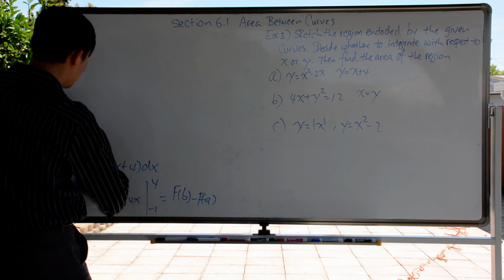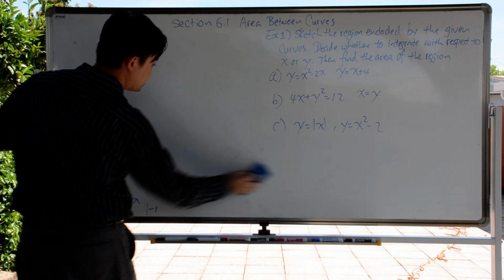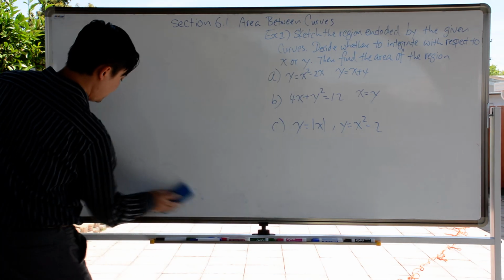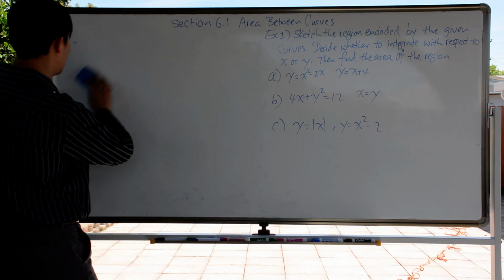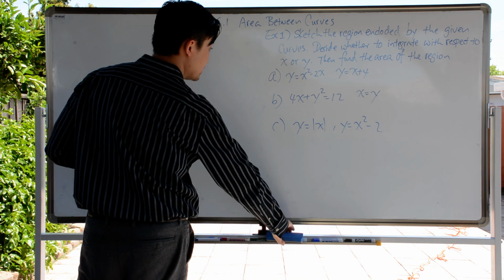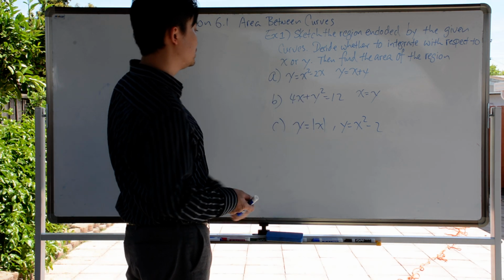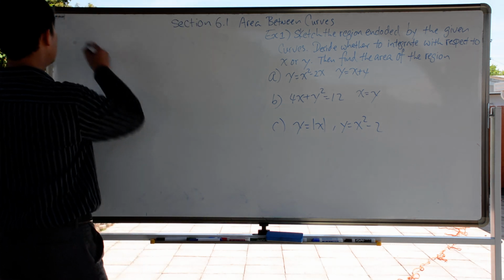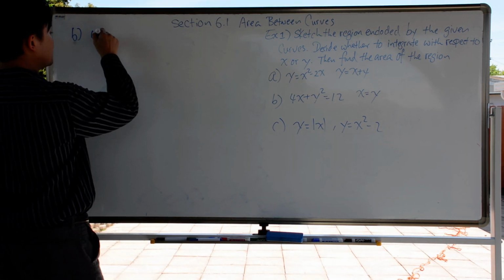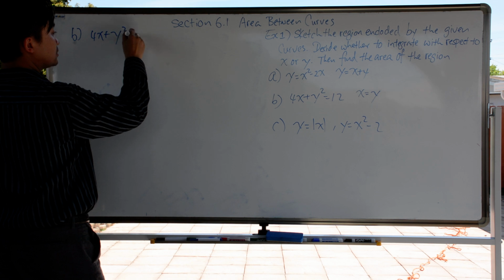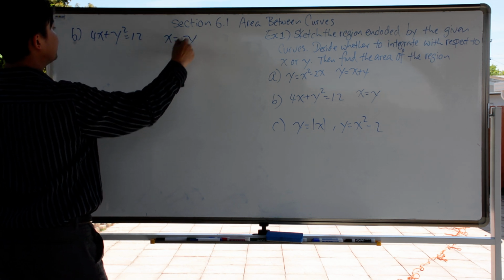So one thing you guys need to watch out for here is the setup, the approach that you're applying for this, whether that's considered vertical or horizontal. And sometimes the boundary is given, then that'll be easy. If the boundary is not given, like this type of problem, then you need to find a boundary first. So what we got here, for B, we do have 4x plus y squared equals 12, x equals y.